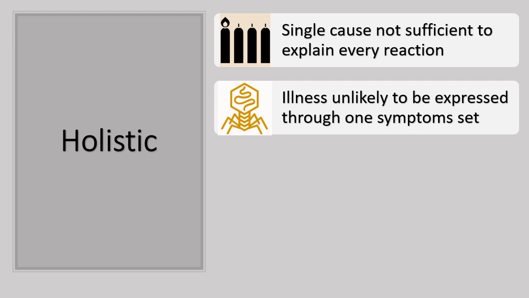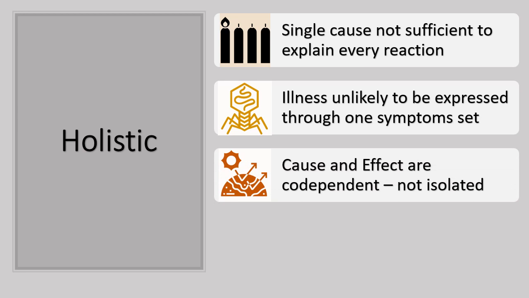Another thing that we see is that illness is unlikely to be expressed through only one symptom set. For the same named disease, for the same cause, each person will express it differently, not just in location of the symptoms like lungs or the spleen or the liver, but also in how they are expressed, not only in the words of the patient, but also how they are seen externally.